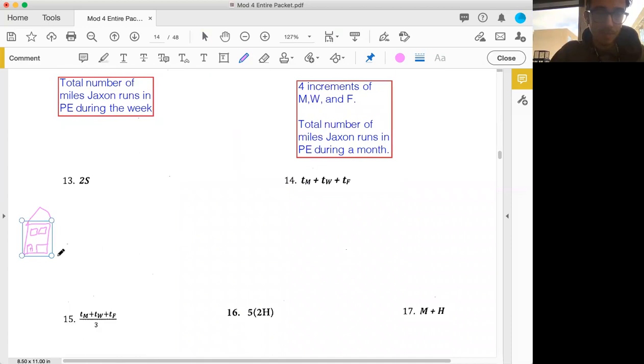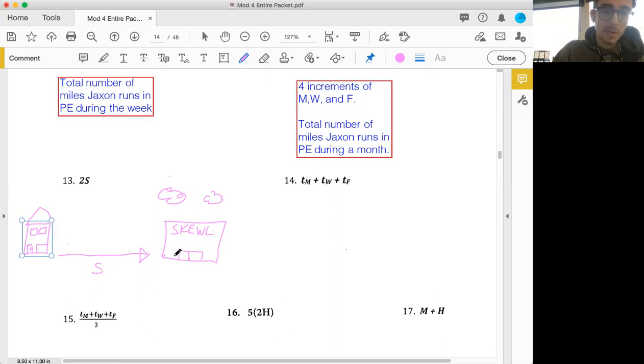And then we know that there's a distance to escuela, school, double doors, nice pink cloud above it. And so we know that S is representing the number of miles from the house to school. So what would 2 versions of that represent?